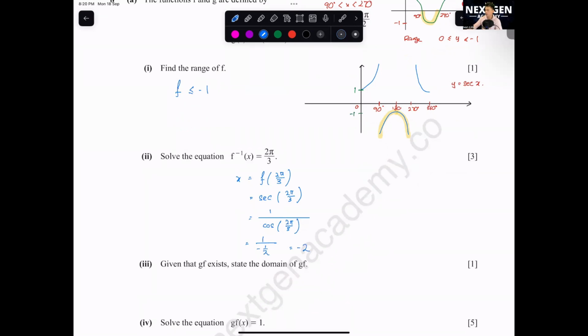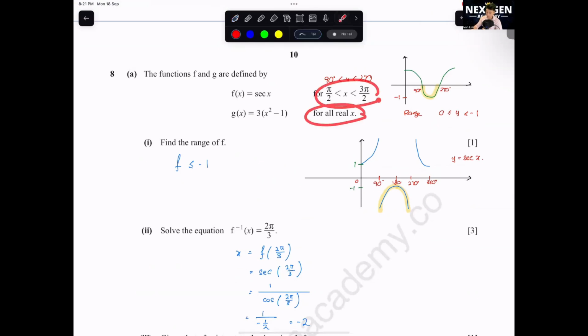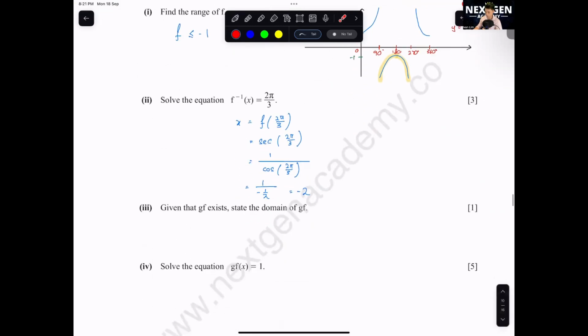Okay, next one. Given that gf exists, state the domain of gf. So we will just follow the domain above. One of it is all real x, then one of it is this. So we will just follow the one that gives the restriction. So it will be from pi over 2 to 3 pi over 2.